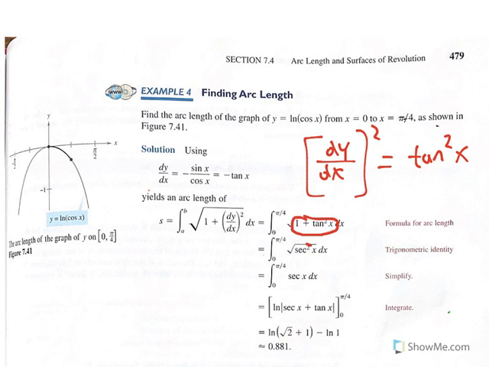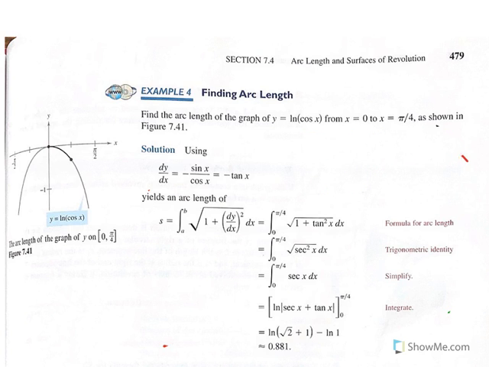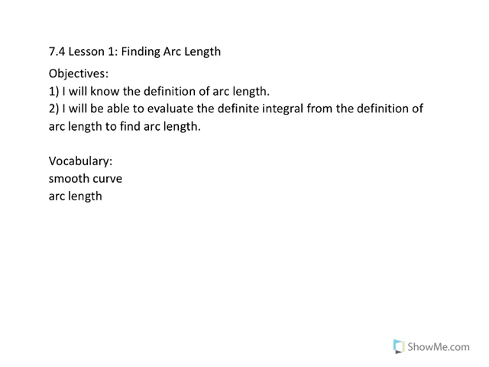1 plus tangent squared x is equal to secant squared x by a trigonometric identity. And the beautiful thing about that is you have the square root of secant squared x. So the square and the square root will undo each other, and there is an integration rule for secant x. That's something that we learned in Calculus AB. So you have the antiderivative, evaluate that at the upper and lower limits of integration. And after you evaluate at the upper and lower limits of integration, this is the arc length that you find.